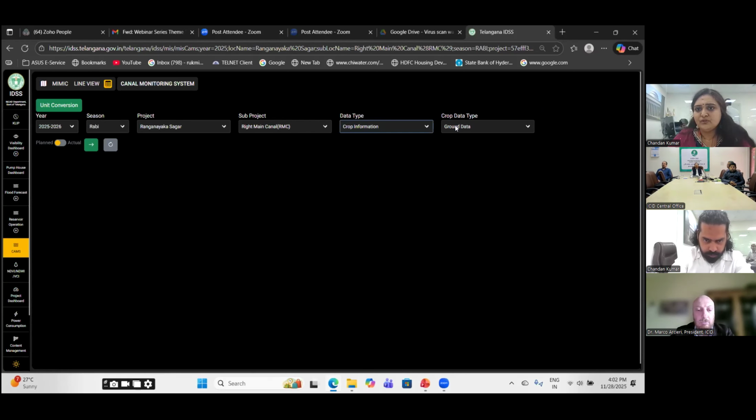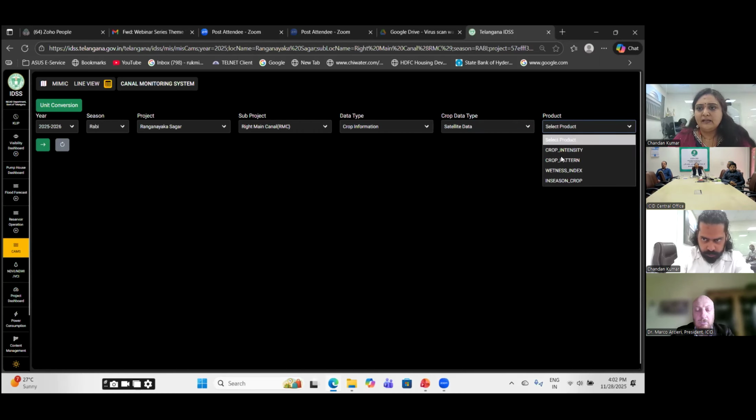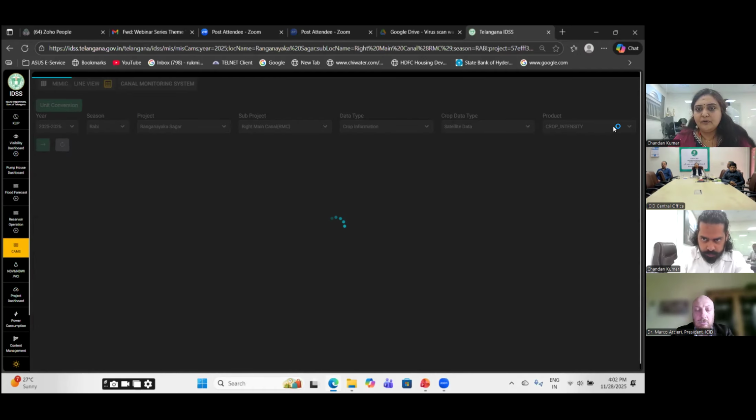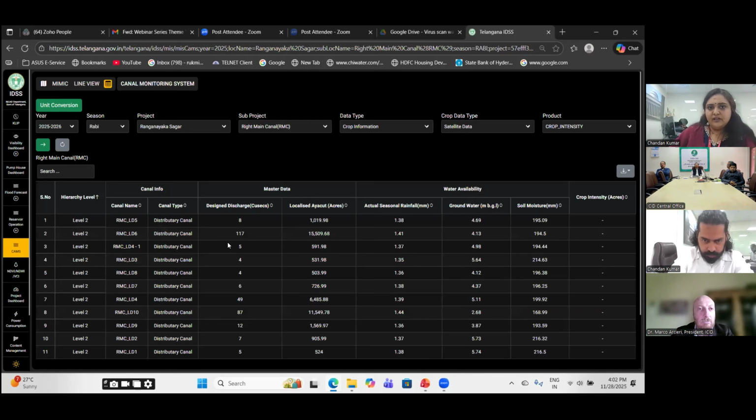Such kind of information will take a little time if I'm going to show each of them, so I'm just running through. You can even find one of the products, crop intensity, and this is one where you can show the design discharge. If you have taken that particular canal, what is the design discharge of the canal, what is the local aggregate, how much water is available in the form of rainfall, groundwater, and soil moisture, and what is the crop intensity in acres.